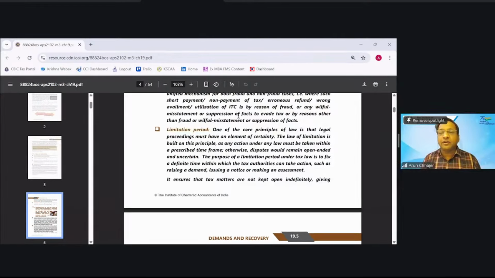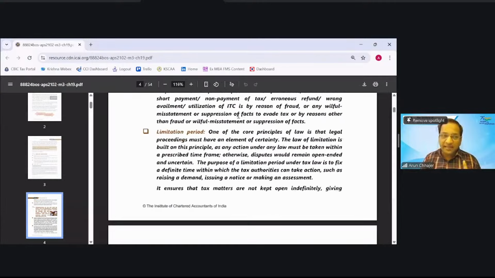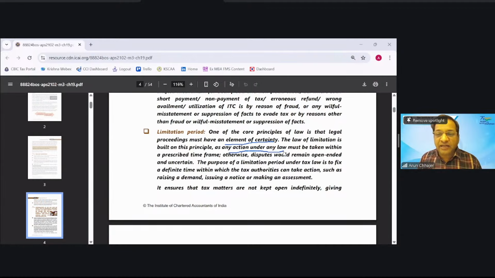Now, limitation of period. Still, there is a slight difference. What is that? We will discuss. One of the core principles of law is that legal proceedings must have an element of certainty. Law of limitation is built on this principle, as any action under any law must be taken within a prescribed time frame. Otherwise, the dispute would remain open-ended and uncertain.